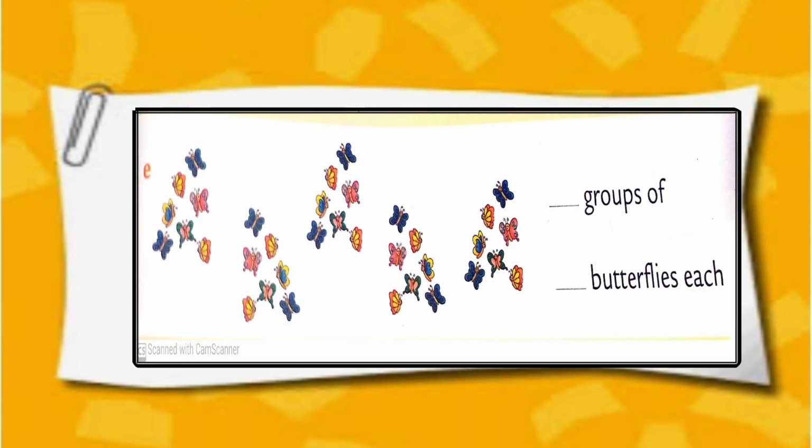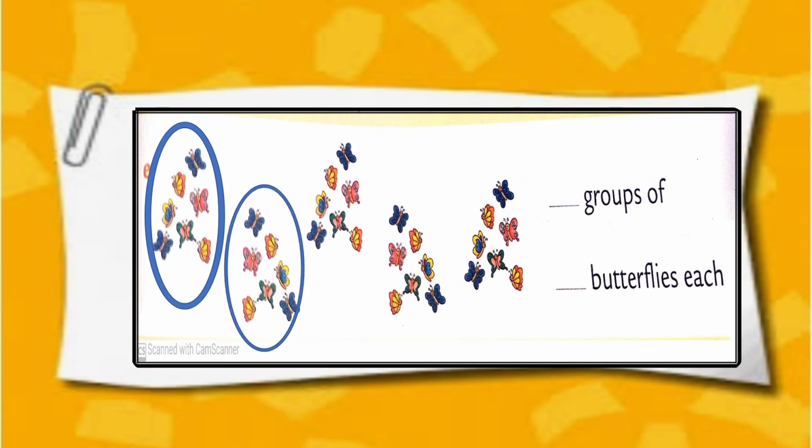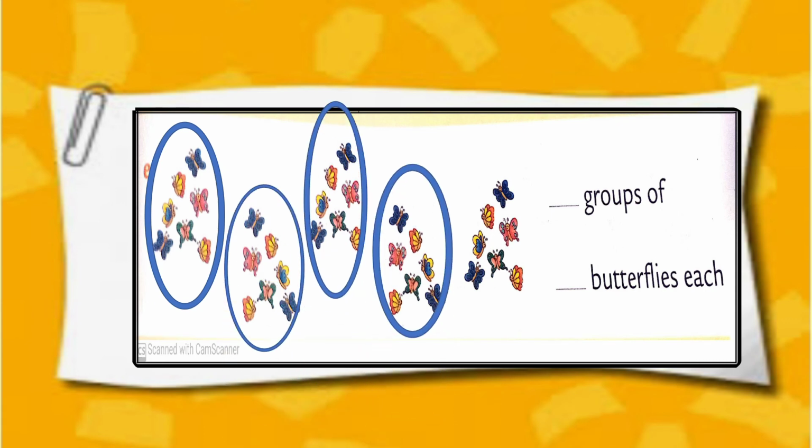Number E. Look, what is that? The colorful butterflies. So first, let's count how many groups there are. 1, 2, 3, 4, 5. 5 groups of.